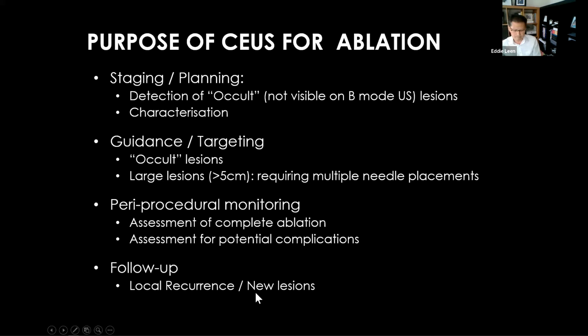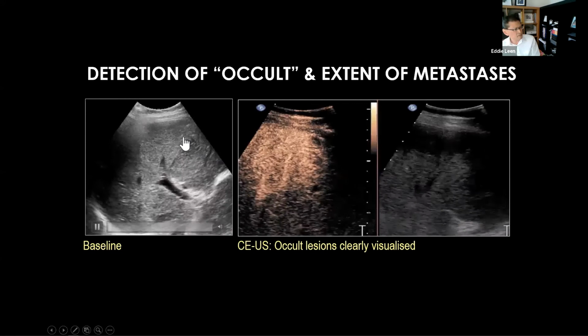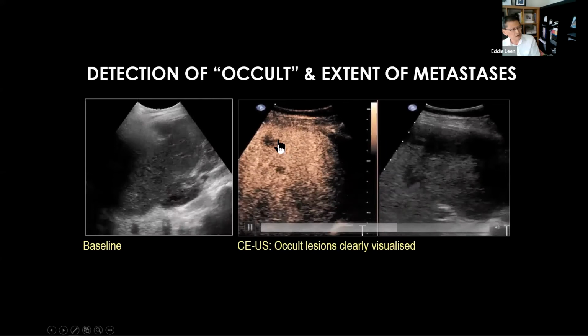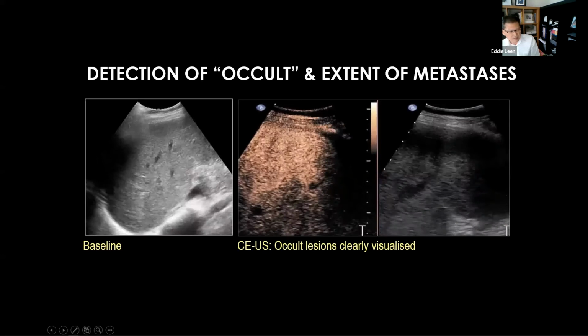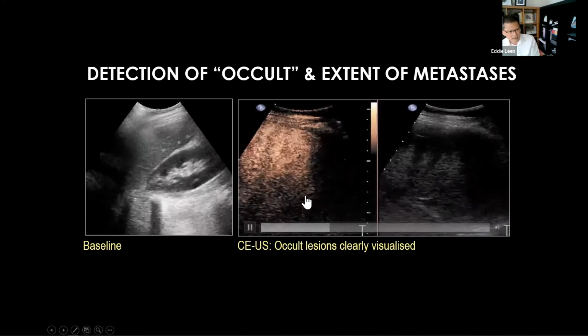Just to give you an example of occult metastasis, as you can see here in the grayscale scan, it is fairly difficult to actually identify any of the focal lesions, but with the contrast, you can see there are multiple lesions. There is a time gap between the diagnosis or the staging of the last CT scan to the timing of the ablation. And what we've seen sometimes in aggressive tumors is that we can find multiple focal lesions at the time of the ablation period itself.